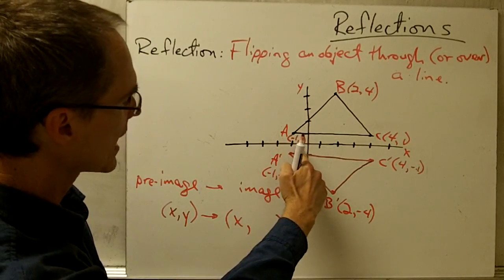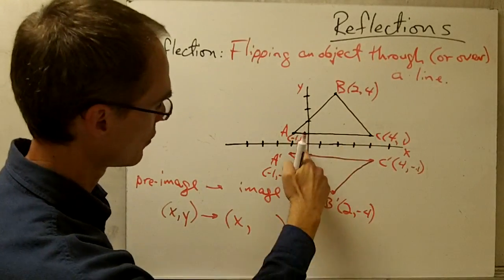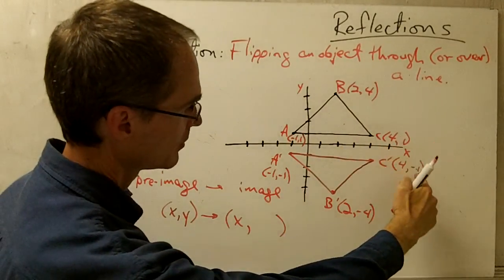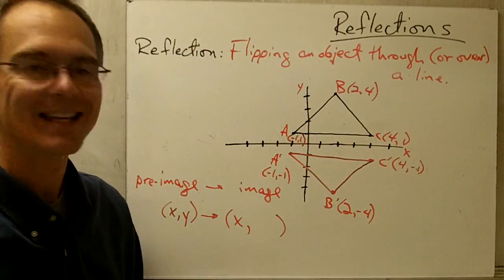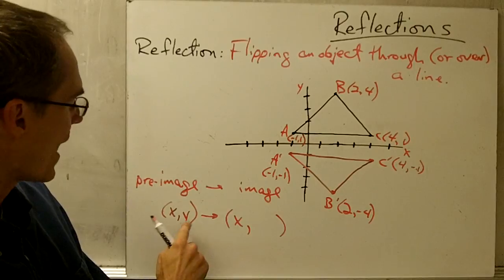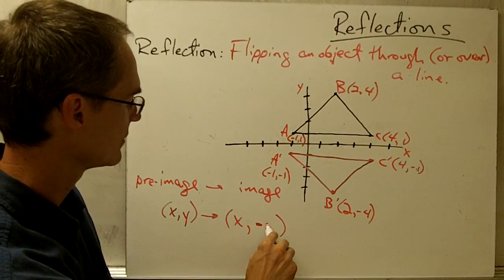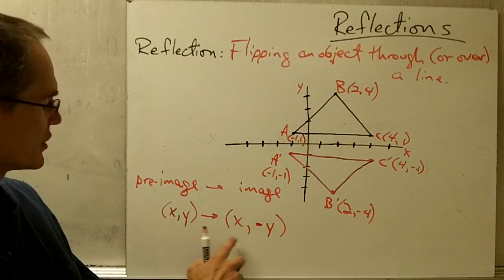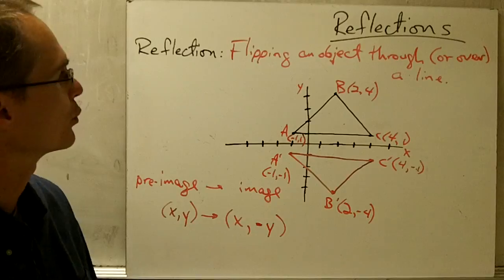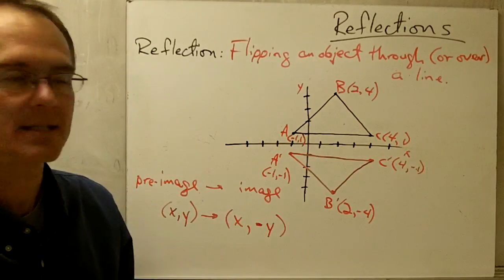My y coordinates, I notice, 4 becomes -4, 1 becomes -1, 1 becomes -1. Each one of my y coordinates, it's like I multiplied them times -1. So my y coordinates for my pre-image are going to become -y for my image. So this would be the algebraic rule for reflecting an object over the x-axis.